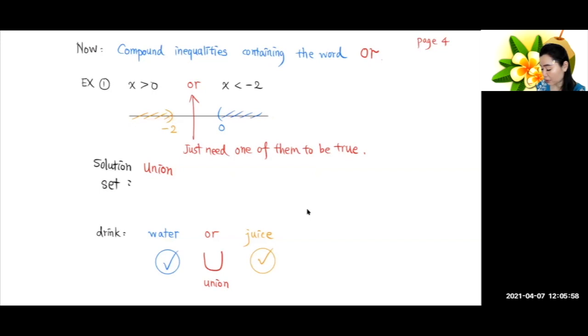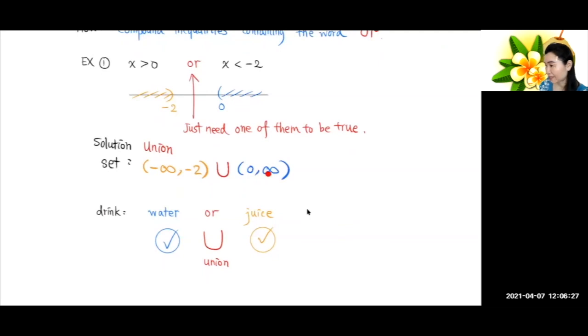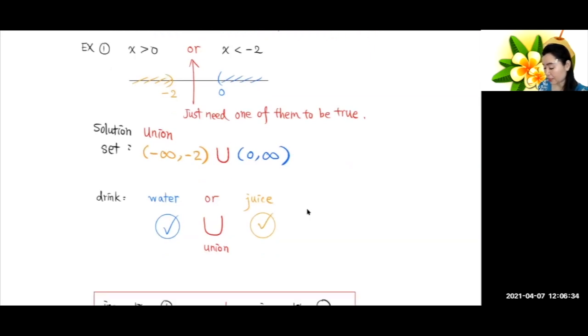So the solution set will be the union of the two sets. In this case, it will be this union this. Now remember the union symbol: the orange set is from -infinity to -2, and the blue one here is from 0 to infinity. And then you union them. The union symbol is kind of like a U right here. So you put them together by union. Notice that they don't connect together, right? So you union them like this.